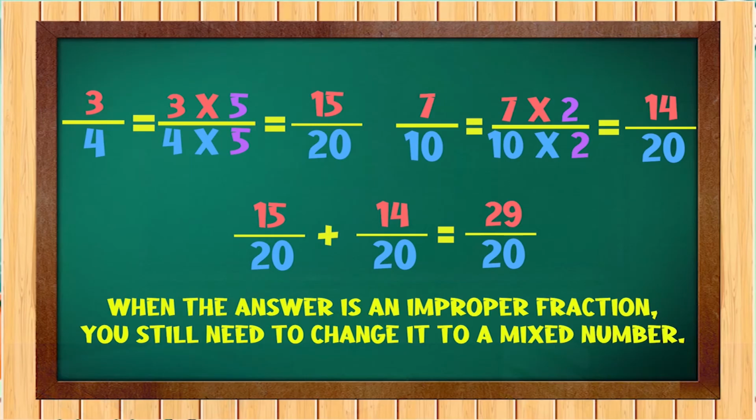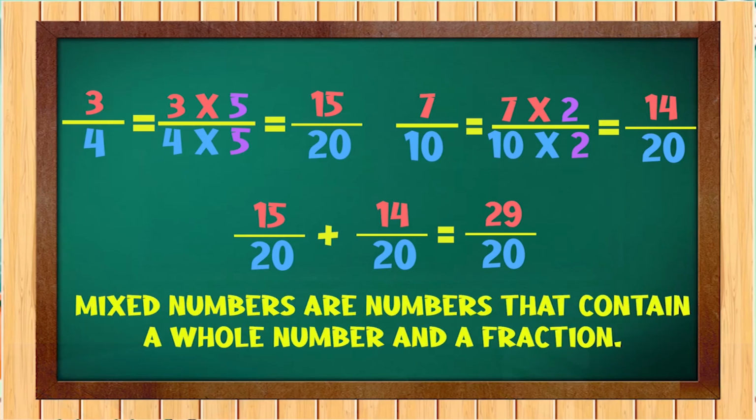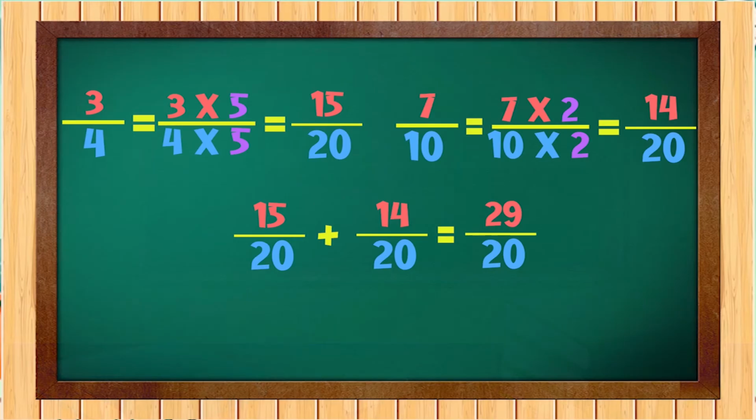Well, you would notice that that answer is in the form of an improper fraction. So we can simplify it by converting it into a mixed number. Remember, boys and girls, mixed numbers are numbers that contain a whole number and a fraction. To convert the improper fraction into a mixed number, we simply divide the numerator by the denominator and write the remainder as our new numerator.